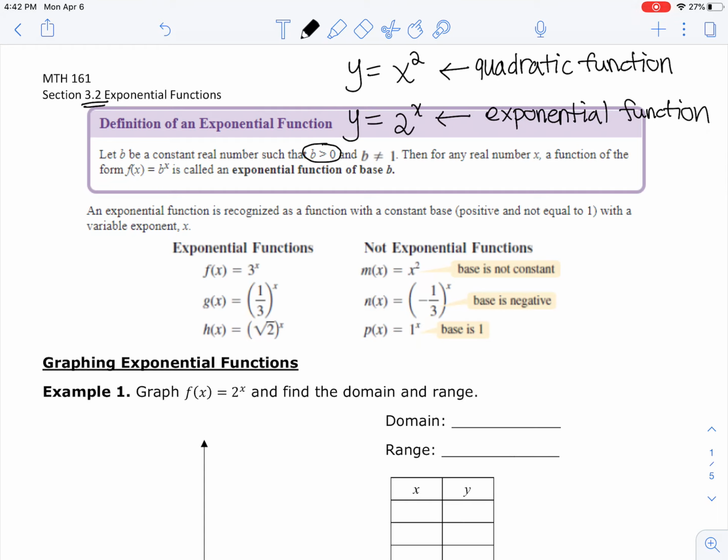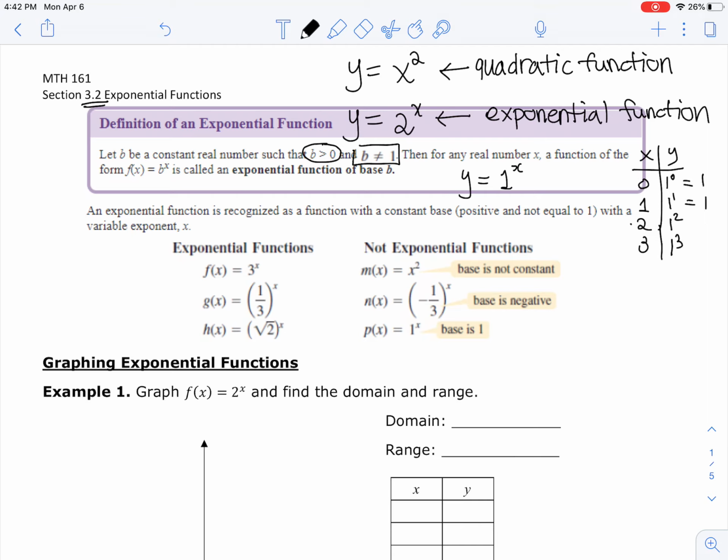All right, let's read the definition of exponential function. Let b be a constant real number such that b is greater than 0. Circle that part. You have to have the base greater than 0, and the base cannot be equal to 1. Imagine raising 1 to the x power. What's that going to be? Suppose that we're plugging in 0, 1, 2, and 3 into x.